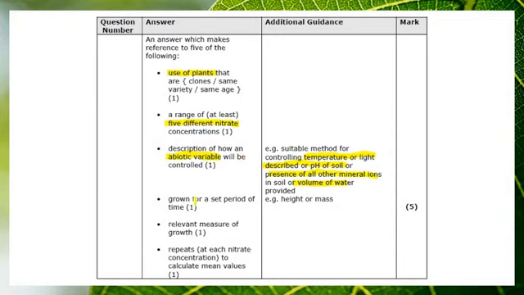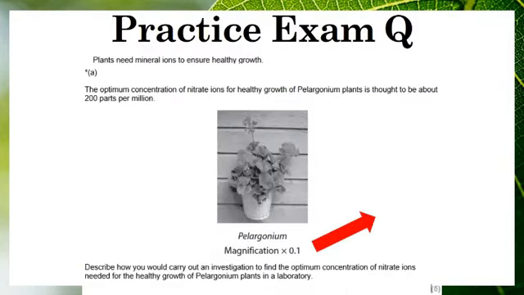You could also say that you're going to grow them for the same period of time, or that you're going to measure a particular aspect of growth, such as the leaf length, or the diameter of the stem if you wanted to be extra fancy, just any reasonable measure of plant growth. And then you would of course mention that we're going to do repeats in order to calculate the mean values. So annoyingly, if you don't have that calculation of mean, you cannot get 4 marks. Let's look at our next question.